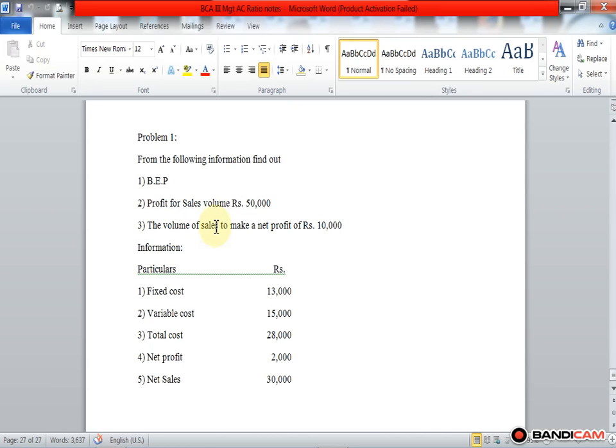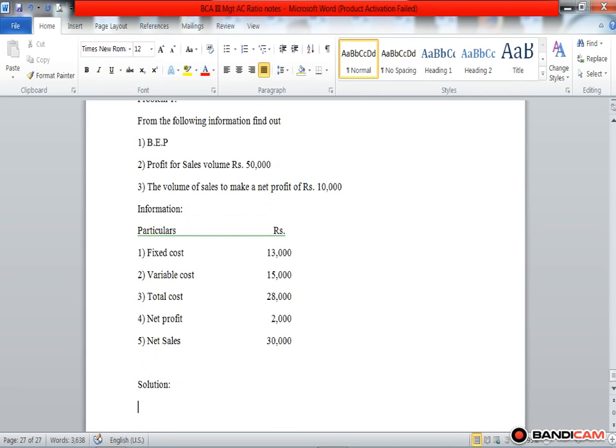First of all, we find out the contribution of the organization. So, solution: first of all contribution. Contribution is equal to sales or selling price minus variable cost.